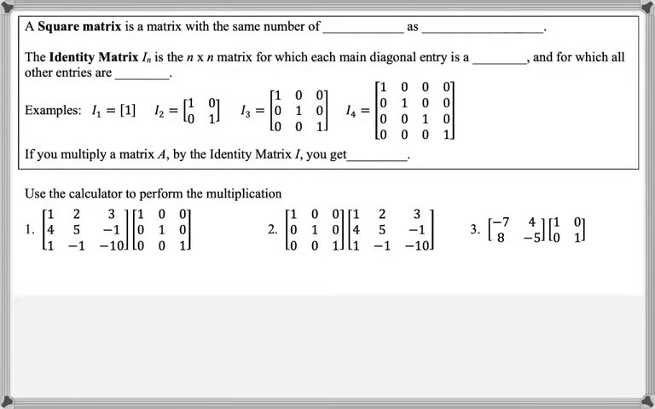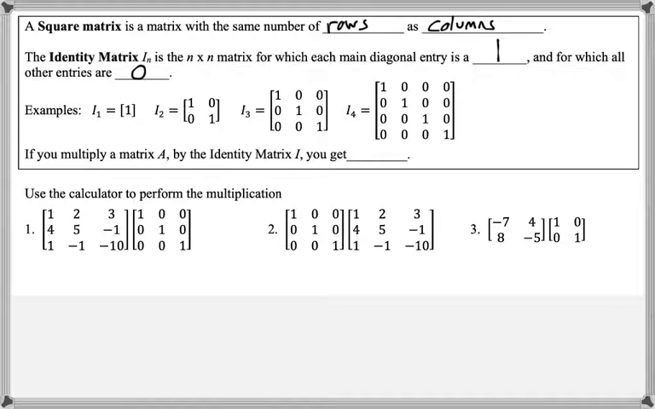A square matrix is a matrix with the same number of rows as columns. The identity matrix I subscript n is the n by n matrix for which each main diagonal entry is a 1 and for which all other entries are 0.